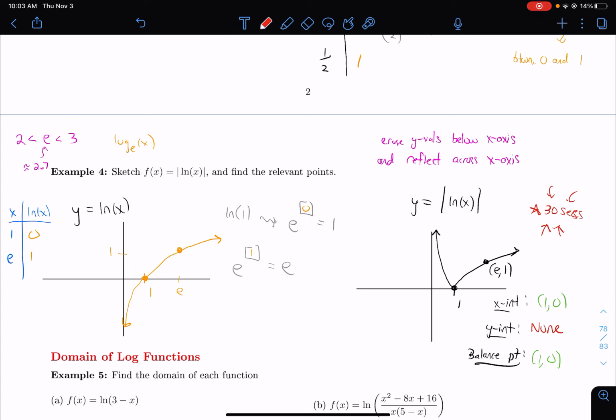Alrighty, so that is our graph. In the next video, we'll go over how we find the domain of log functions.